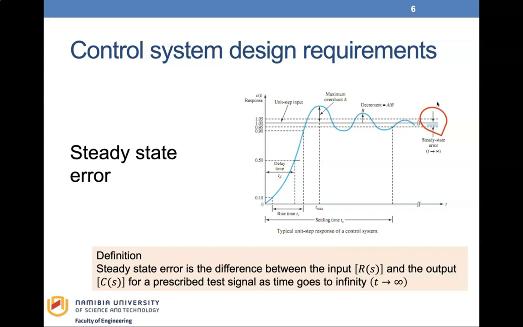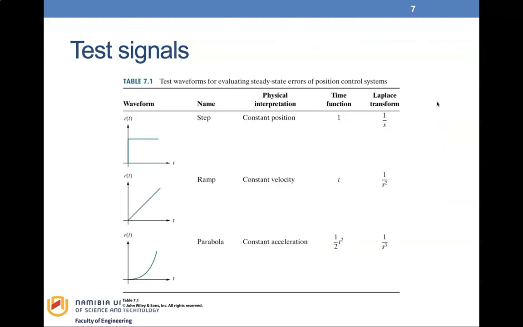In this slide, I would like to introduce these test signals. Some will be familiar to you already. A step input is a constant position with a time function of 1 and Laplace transform of 1 over s. It is useful for testing the ability of a control system to position itself with respect to a stationary target.